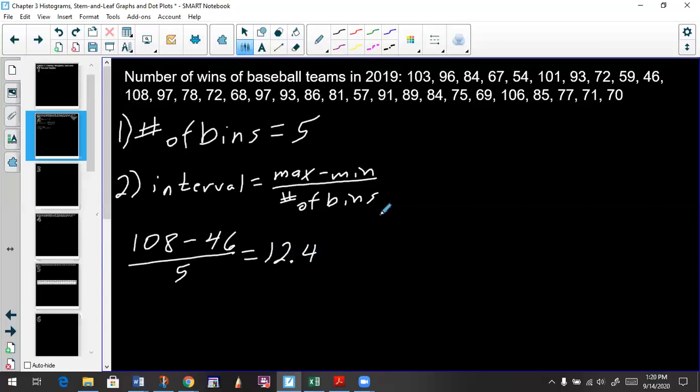Okay, so when we go to set up our intervals now, we don't want to mess with decimals. If you round down to 12 when you create your intervals, you will either need to add a 6th bin, we only want 5, or you won't fit some of your larger values. So what you always do is, if you have a decimal when you calculate your interval, you always round up.